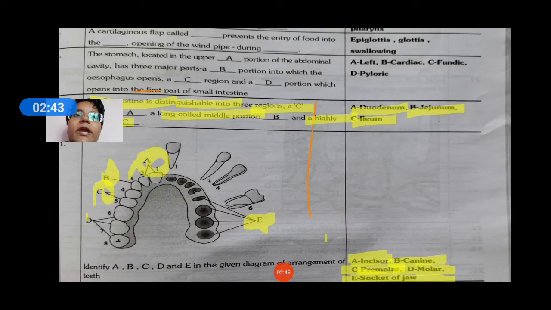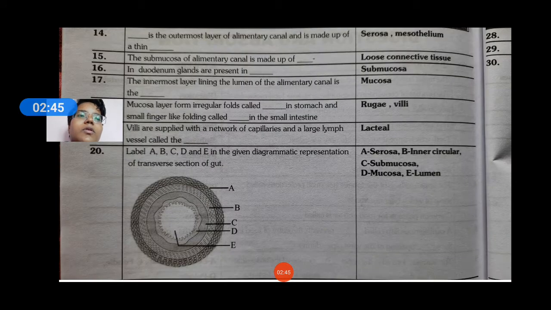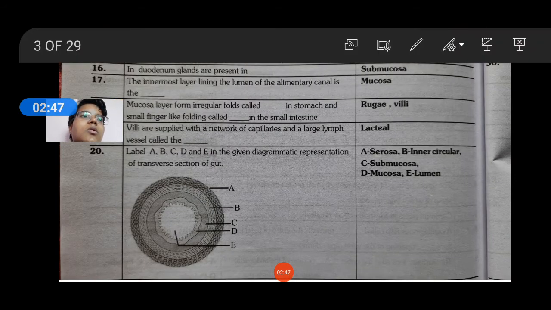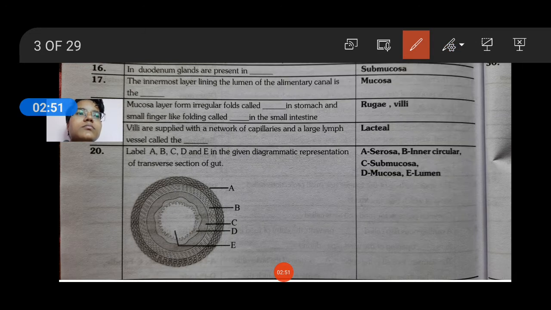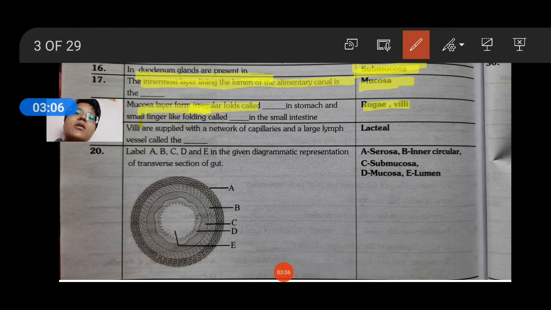The stomach is located in the upper left portion. Oh, we have done this question. The duodenal glands are present in the submucosa. The innermost layer lining the lumen of the alimentary canal is mucosa. The mucosal layer forms irregular folds called rugae. Small finger-like foldings called villi are present in the small intestine.